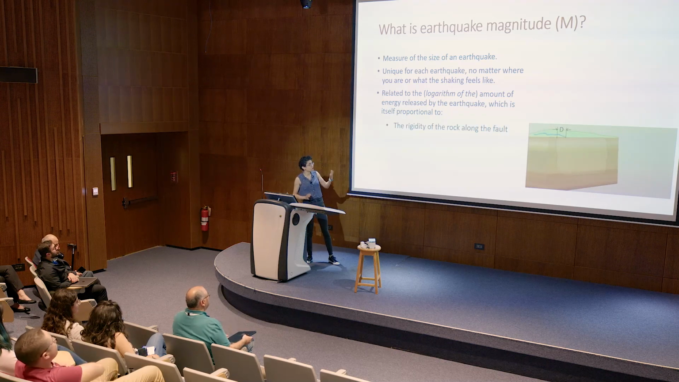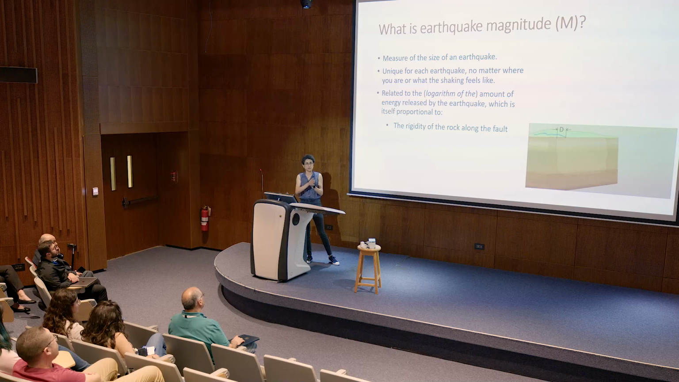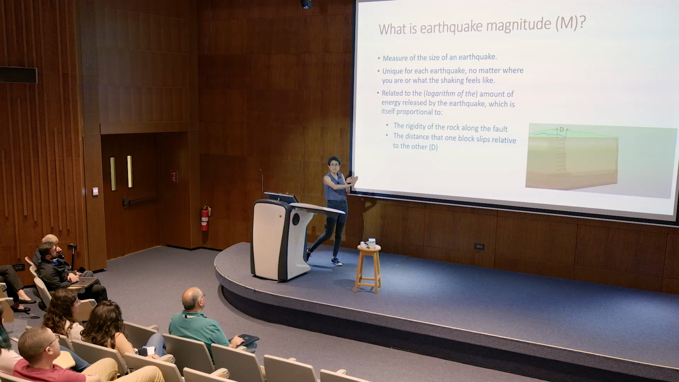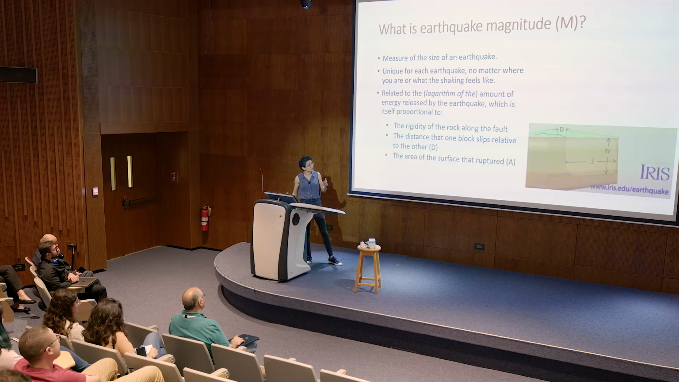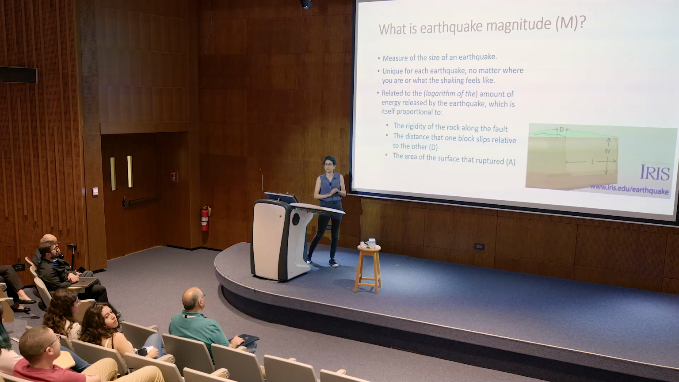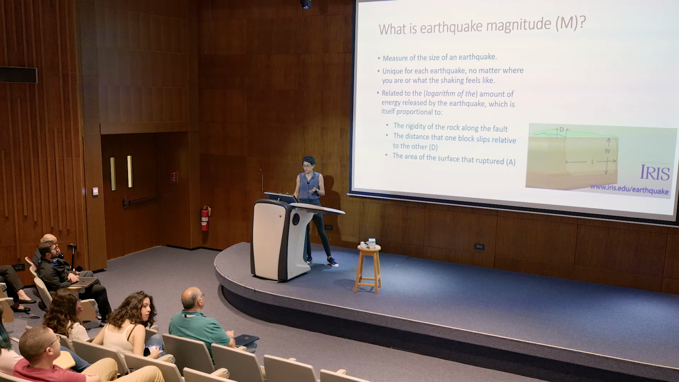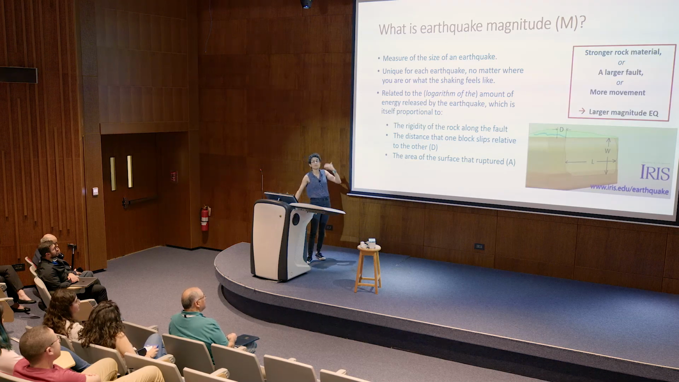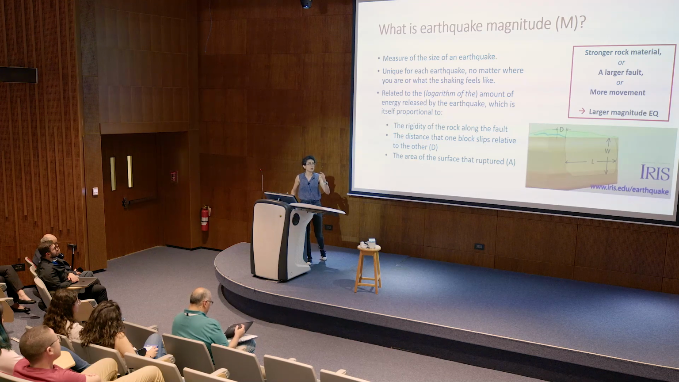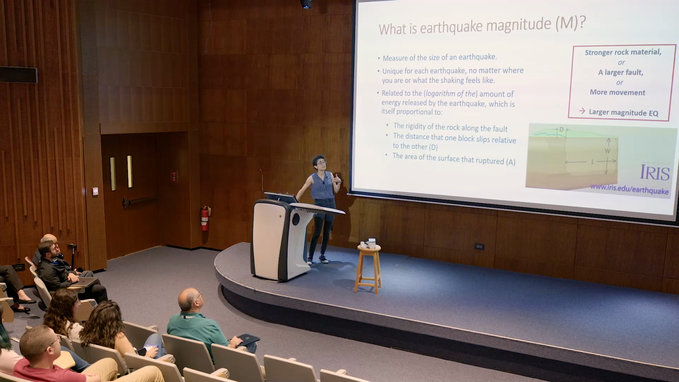It depends on the rigidity of the rock where the break happens, on the distance of the slip between the two blocks, and also on the size of the surface that moved and that ruptured. Basically, if you have stronger material, or you have a larger area that ruptured, or if it moves by a larger distance, then this will result in a larger magnitude earthquake.